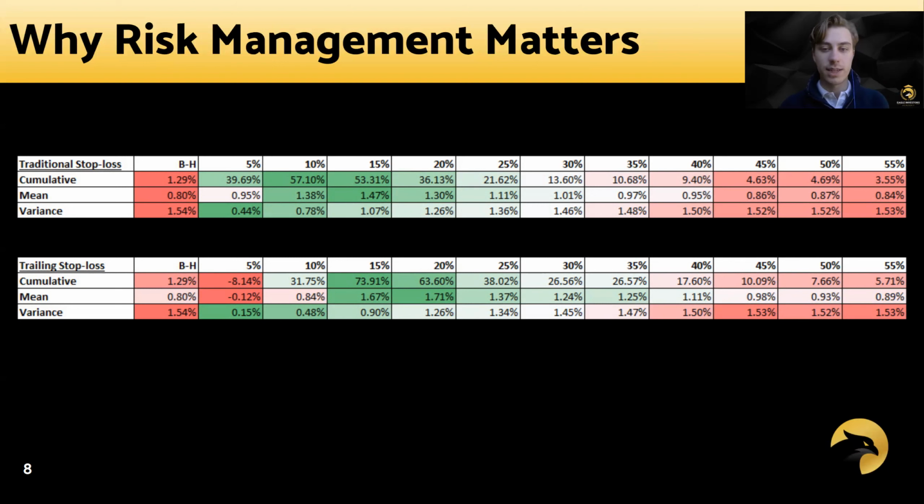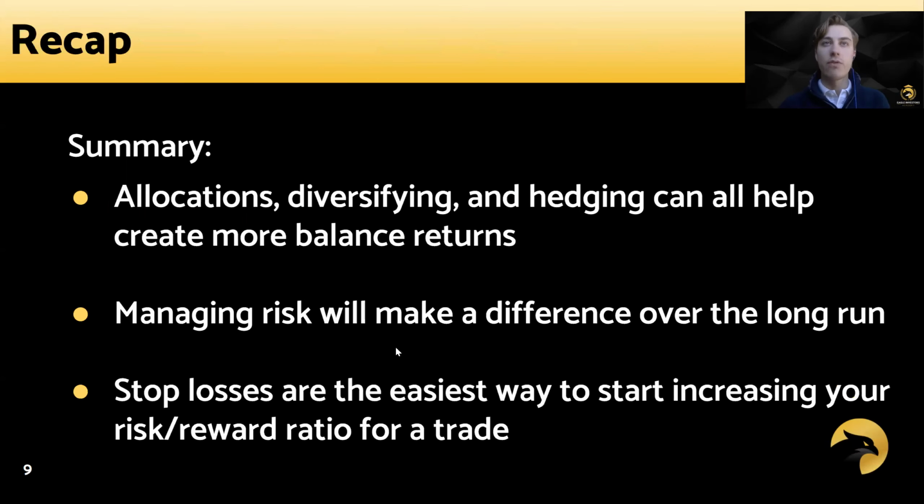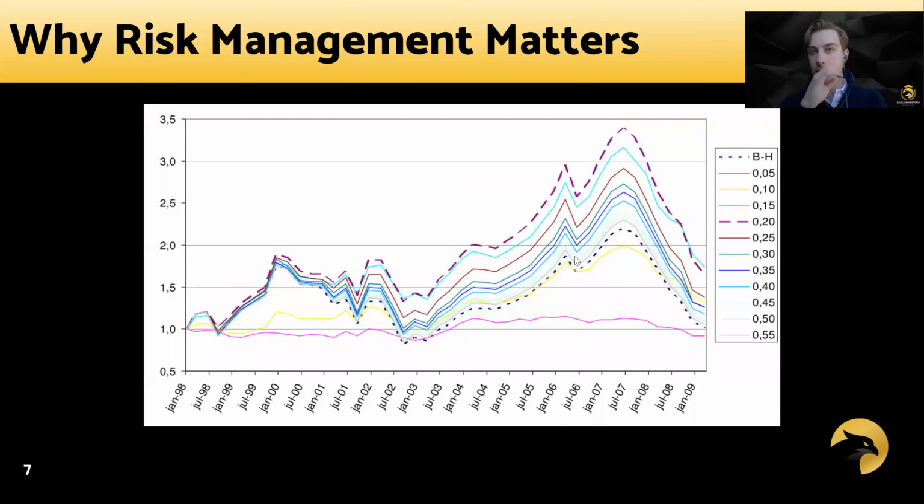All in all, though, you can see that the highest means come from these trailing stop losses and even traditional stop losses at 15 to 20%. Those are really the key there, and they're almost double the mean from a buy and hold strategy. And again, over the long run, going back to this graph, especially during more volatile market environments, you see really significant outperformance using trailing stop losses and traditional stop losses over just a normal buy and hold strategy.